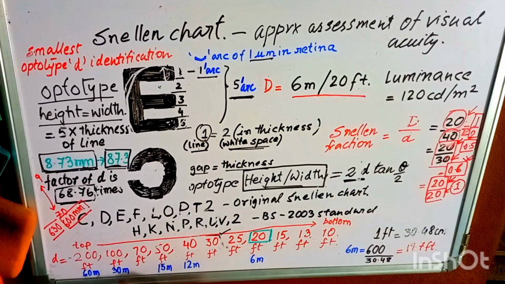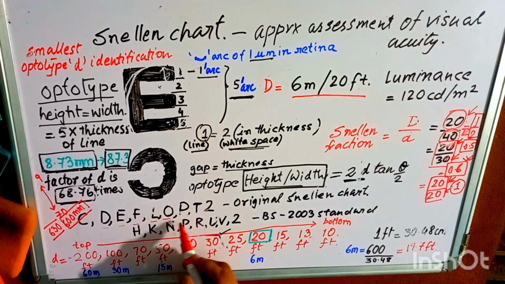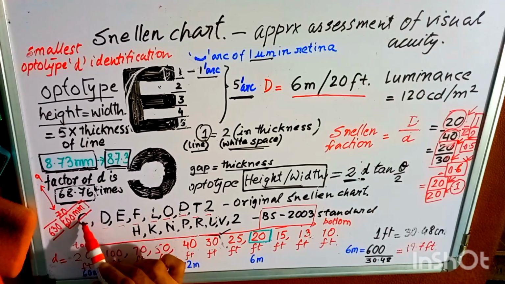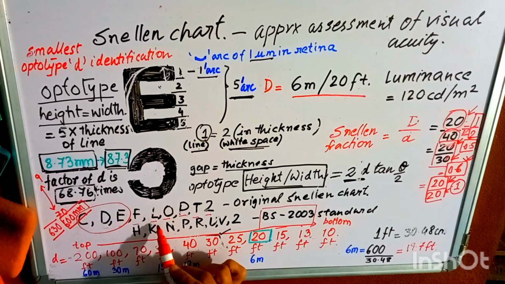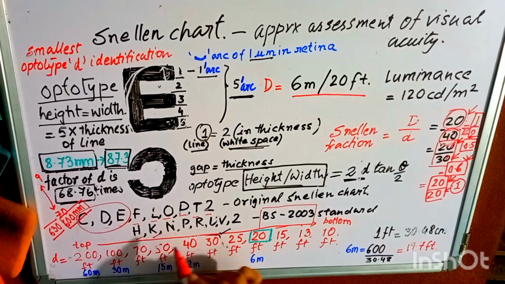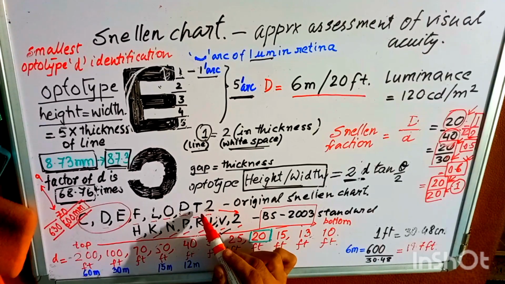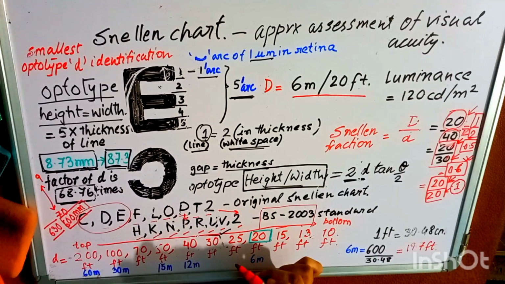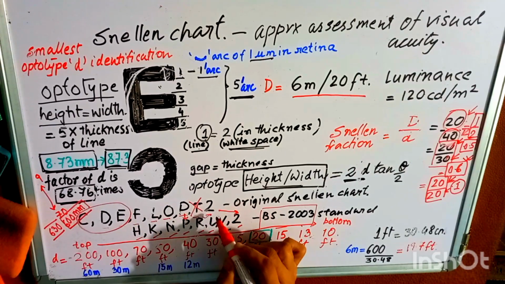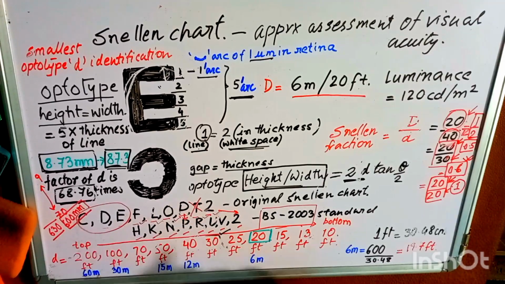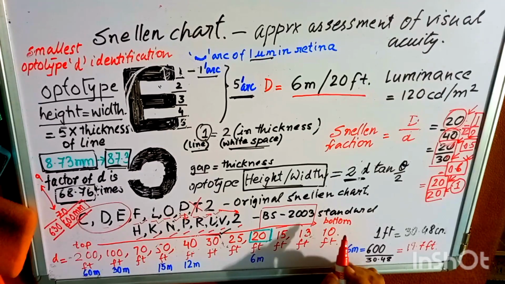Now generally the letters used in the original Snellen's charts are C, D, E, F, L, O, P, T, Z. According to the BS 2003 standards, the C, D, E are kept, and F, L, O, P, T, Z are replaced by H, K, N, P, R, U, V, Z. Z is retained, P is retained, T goes away, and new letters come: R, U, H, K, N. So these are the 2003 standards.